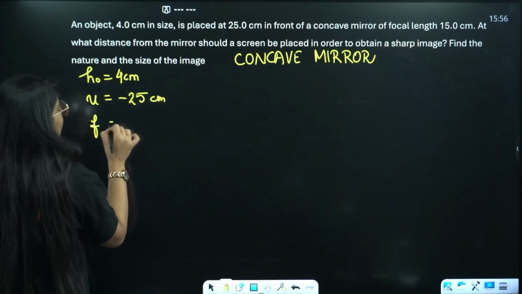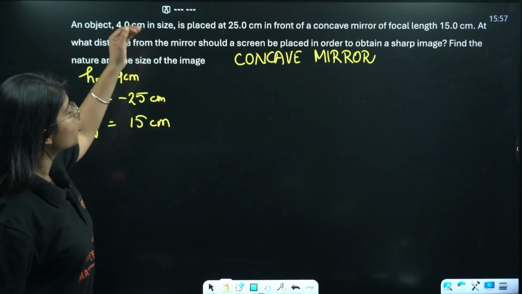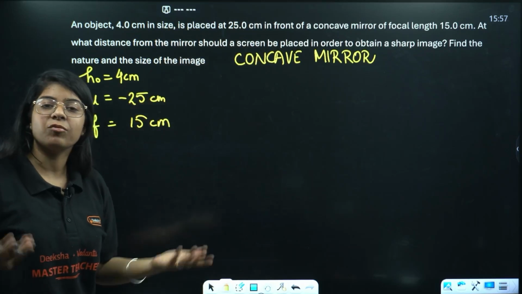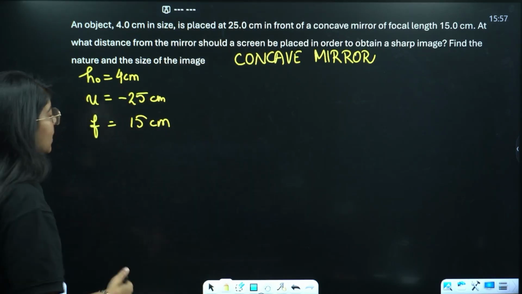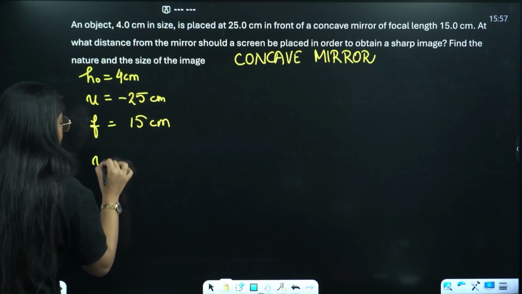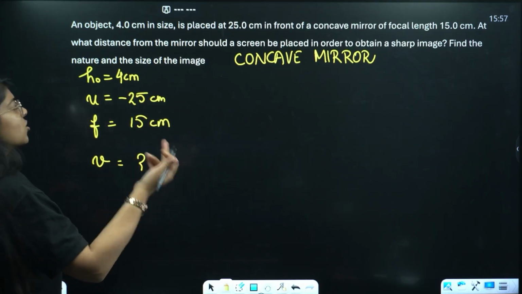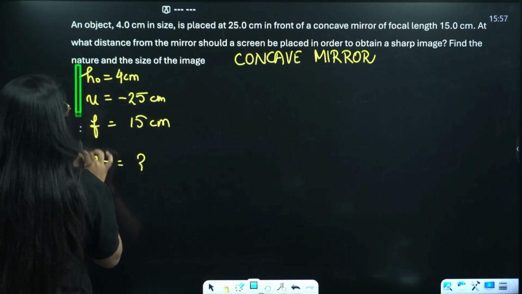Focal length is 15 centimeter. What distance from the mirror should a screen be placed in order to obtain a sharp image? That means we have to find where the image is formed, where the screen should be placed. So the image is formed there. So we need to find it. Understood? Find the nature and size of the image. So this is what is given to us.